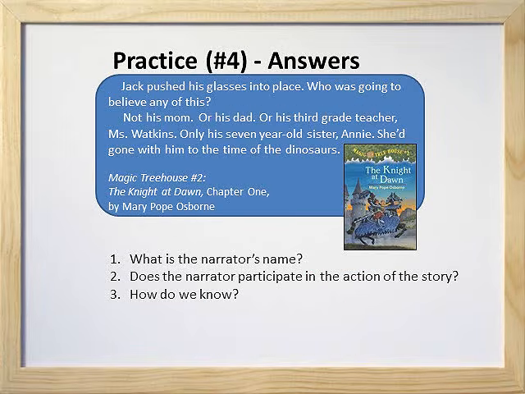Practice number 4 answers. Number 1, what is the narrator's name? In this case, we don't know. We learned the name of several characters, including Jack, Jack's mom, his dad, his teacher Miss Watkins, and his sister Annie. The narrator tells us about all of these characters, but the narrator never tells us his or her own name, so we don't know the narrator's name. Number 2, does the narrator participate in the action of the story?